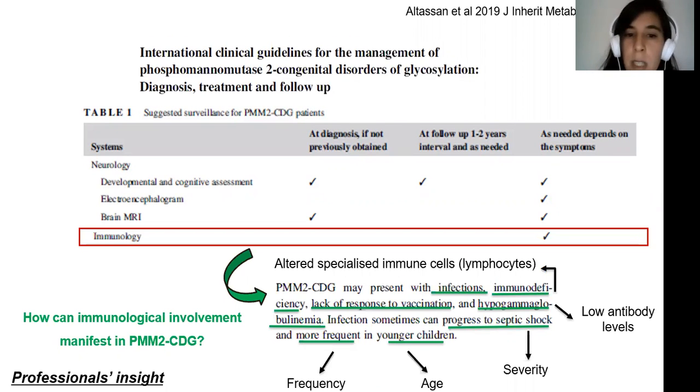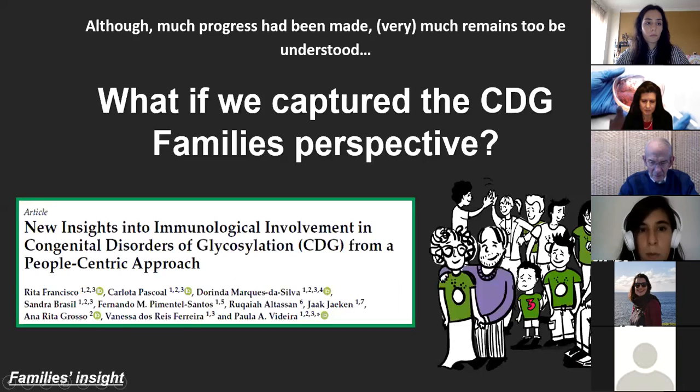But what's reported and gathered here in these clinical management guidelines is really that the most common immunological manifestations present in PMM2 are infections, which can either be recurrent or also severe, but which commonly happen during younger ages. Also, the lack of response to vaccines and some alterations in the blood levels of some immune cells and antibodies has also been reported. So even though we acknowledge the fact that indeed much progress has been made in the field of immunology in CDG, we also felt that there was still a significant knowledge gap to fill. That is why we decided to capture the perspective of CDG families on this topic.